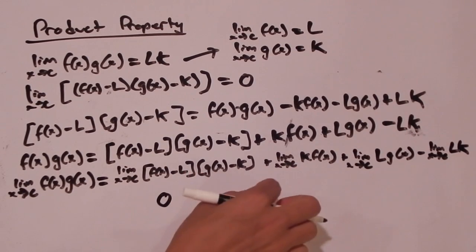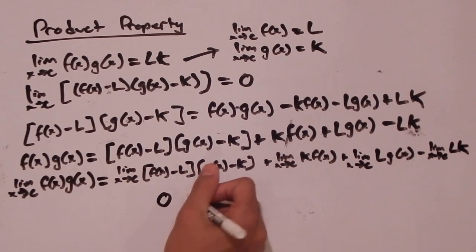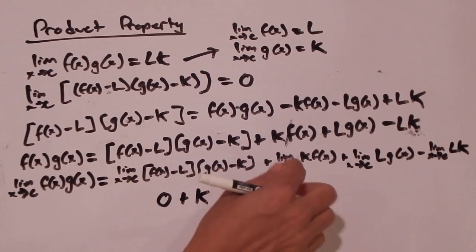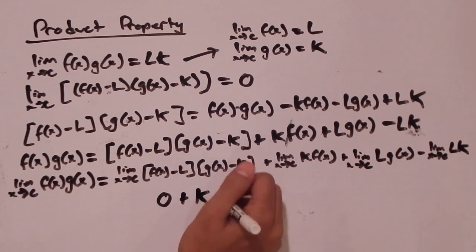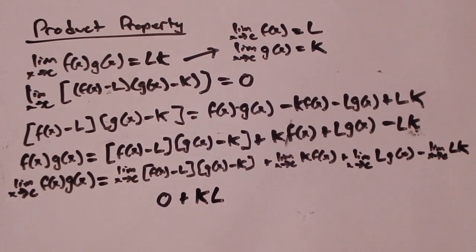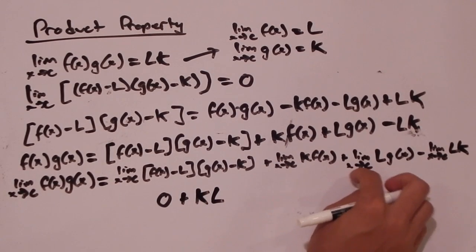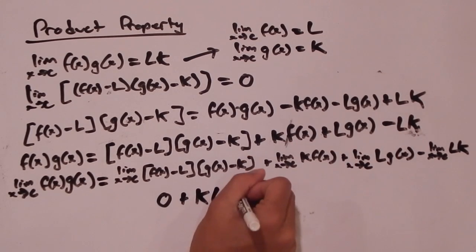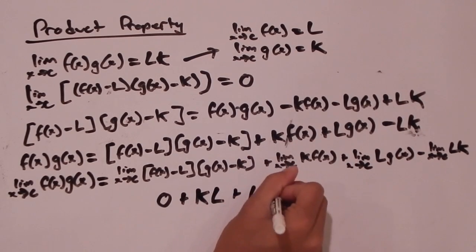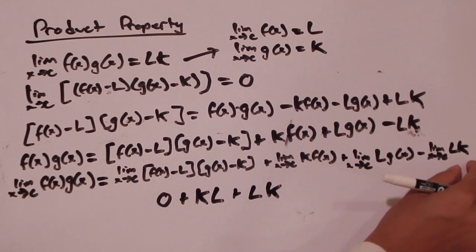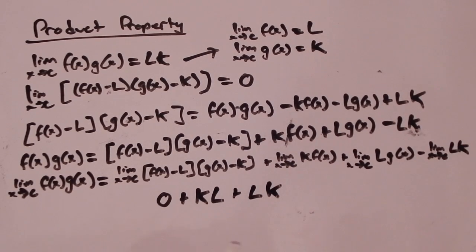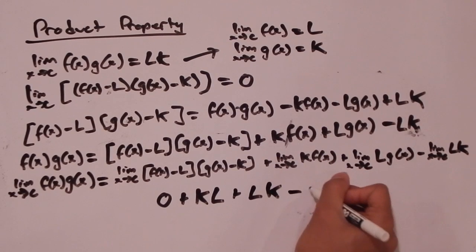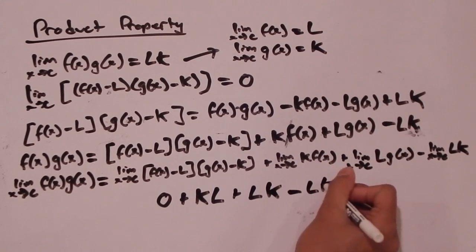If we pull out this constant, like we showed with our constant property, we get k times the limit as x goes to c of f(x), which is just L. And right here, we get the limit as x goes to c of g(x) times our constant L, so we get plus L times k. And this is the limit of a constant, which we discussed is just that constant itself. So this limit becomes minus L times k.